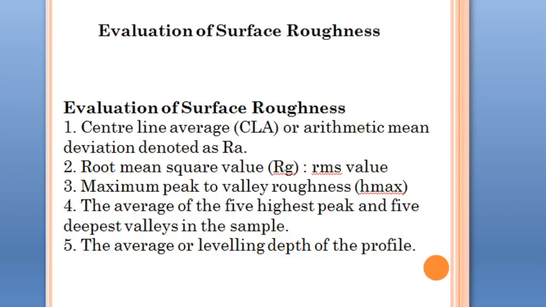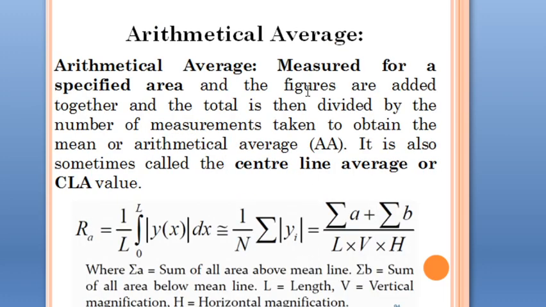How is the surface roughness evaluated? The CLA or Ra value, RMS value, or maximum peak-to-valley height, H max. The average of the 5 highest peaks and 5 deepest valleys can also be taken for calculating the Ra. The average leveling depth of the profile is also taken. So the Ra value is also calculated by the center line average.